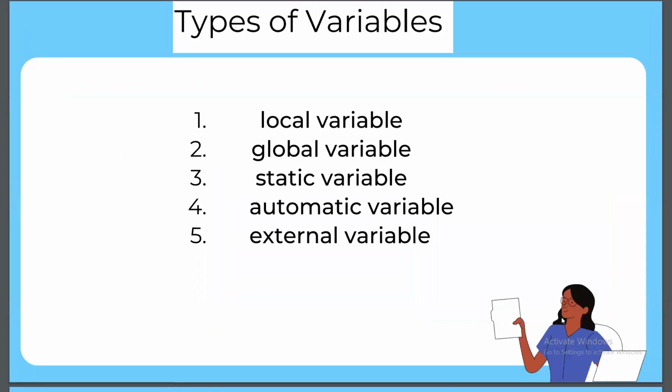Here are the types of variables. We have local variable, global variable, static variable, automatic variable, and external variable. These are all types of variables, and they are used in every programming language. The role of variables is very important. So I'm going to post a video on each individual type of variable so that you can understand in a better way.